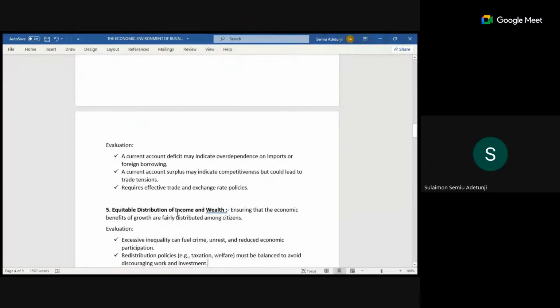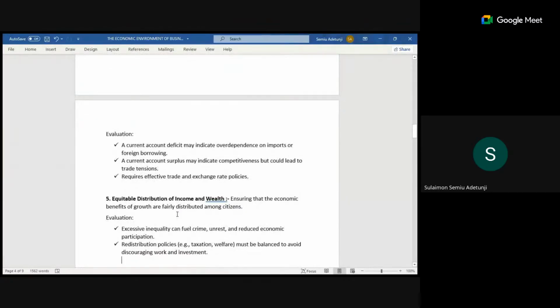Equitable distribution of income and wealth. This has to do with fairness. That is, those that will be benefiting from the growth of the country, the distribution should be fair enough. It's not a situation whereby the richer will be getting richer, and the poorer will be getting poorer, or the wealth of a country will be channeled towards a particular area or region, whereby the other area will not be benefiting from it.